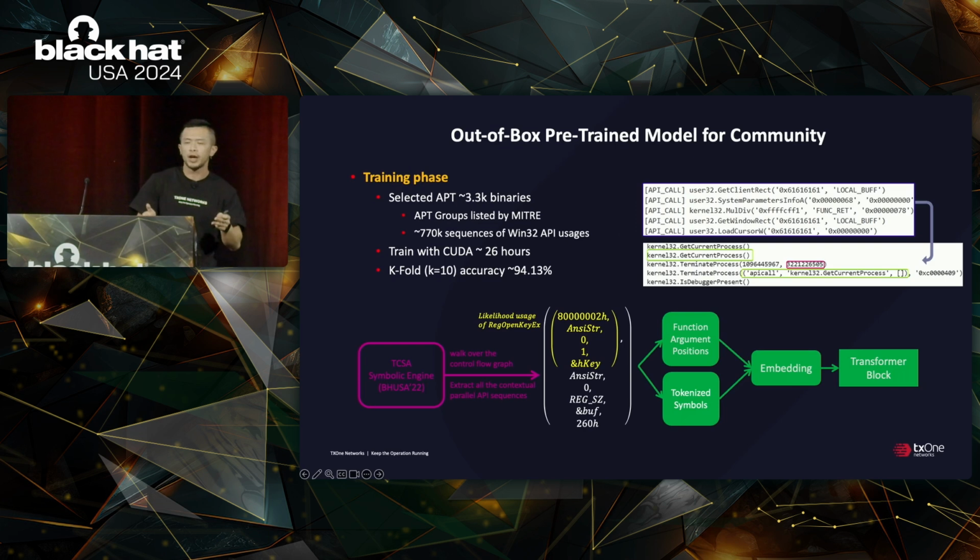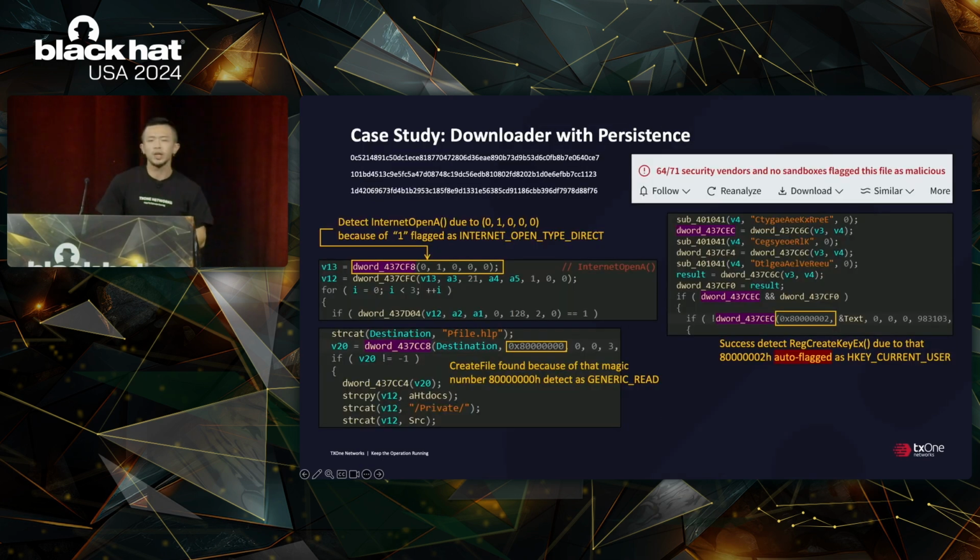So we want to train a tiny AI model that can capture as many real-world attacks as possible. We decided to choose the data set we collected from VirusTotal. We collected all the APT binaries listed on MITRE. In total, we collected 3,300 binaries, containing 770K API sequences, to capture real-world Windows API usage. So here, let's see a quick demo.